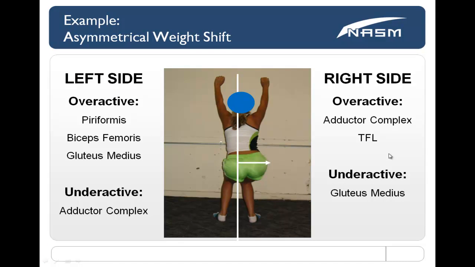So the compensation, yes, the feet are turning out, yes, the right knee is moving in, but it's really called an asymmetrical weight shift, or accommodation. So if we look at the left side of the body, we see some different things happening.